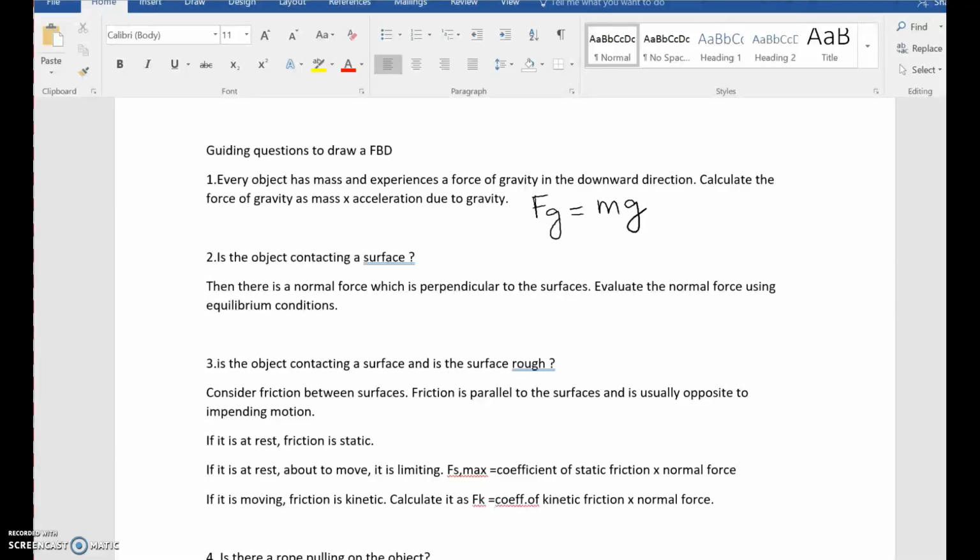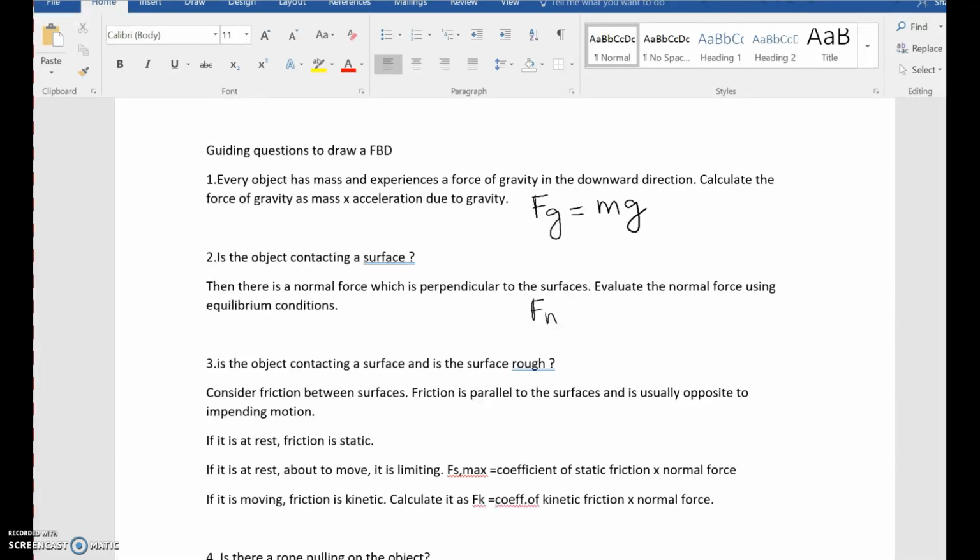Second, is the object touching a surface? If so, then there is a normal force that is perpendicular to the surfaces in contact. Because the object pushes down on the surface, the surface pushes back up or holds the object, and that is what we identify as the normal force. The normal force is always calculated by seeing what it cancels out.